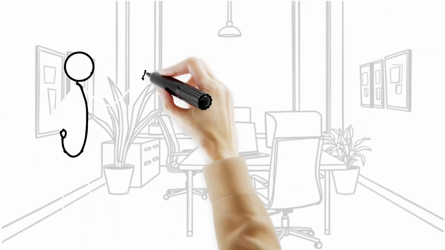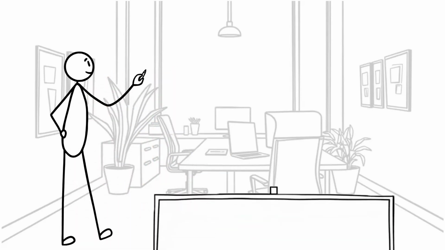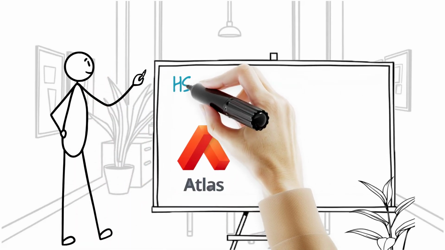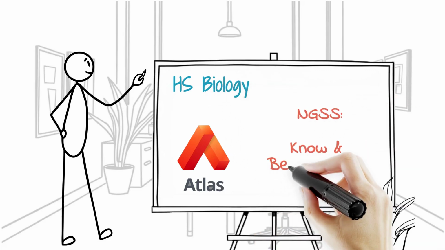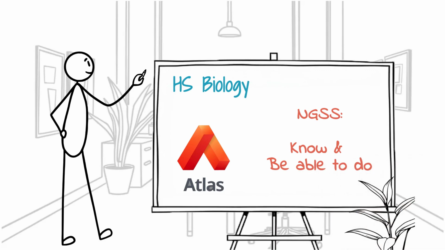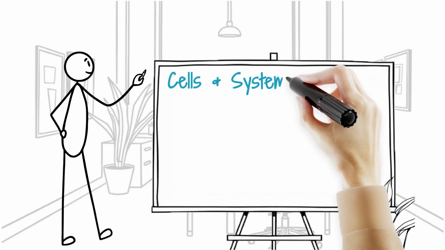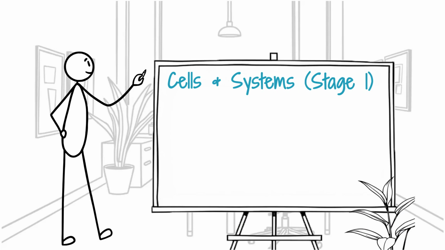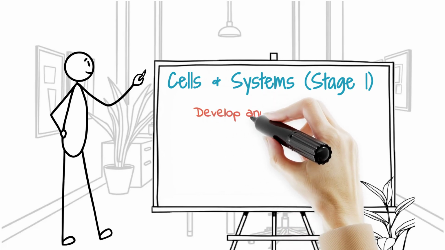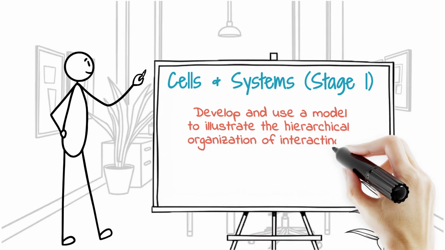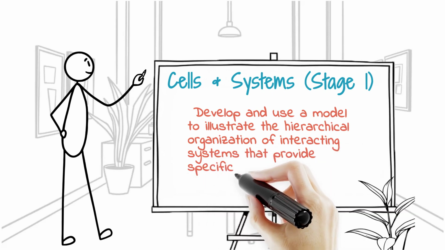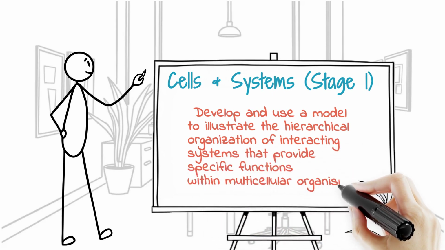Let's illustrate a unit of study with an example. The high school course Biology has 6 units defined in Atlas, and each of these units has power standards from the Next Generation Science Standard, or NGSS, assigned. These standards will define what students will know and be able to do by the end of the unit. One of the units is titled Cells and Systems. Within Atlas, 2 power standards and 1 supporting standard are assigned from the high school life science continuum in NGSS. Here's an example of one. Develop and use a model to illustrate the hierarchical organization of interacting systems that provide specific functions within multicellular organisms.